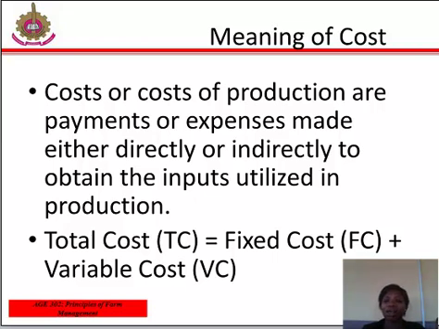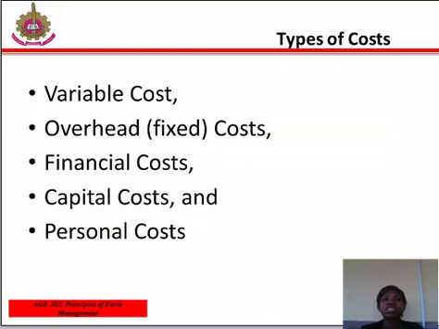Therefore, total cost can be calculated as fixed cost plus variable cost, and total cost is denoted as TC, while fixed cost is denoted as FC, and variable cost is denoted as VC. In considering costs involved in agricultural production, five main costs are identified, which are variable costs, overhead fixed costs, financial costs, capital costs, and personal costs.